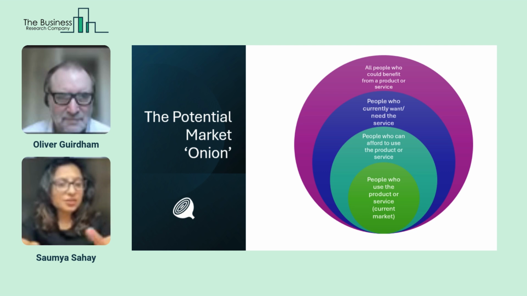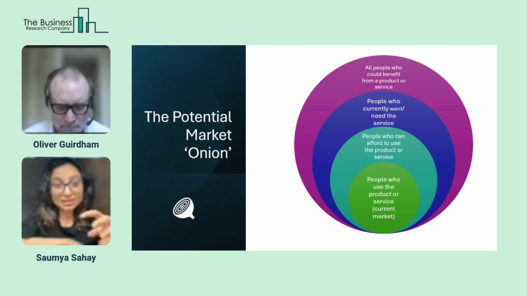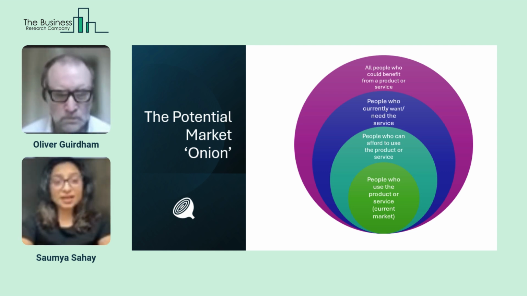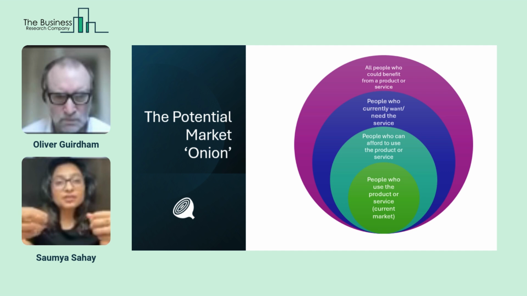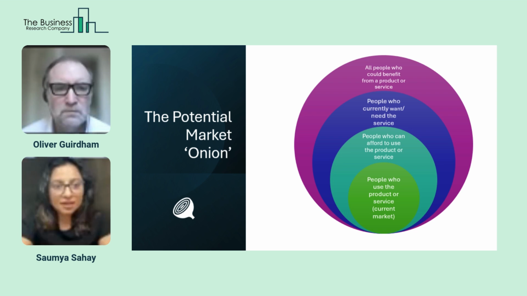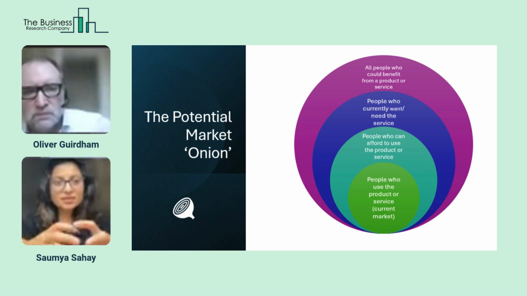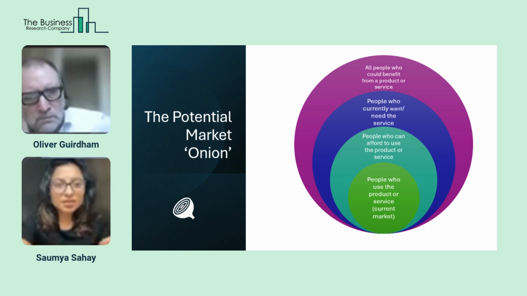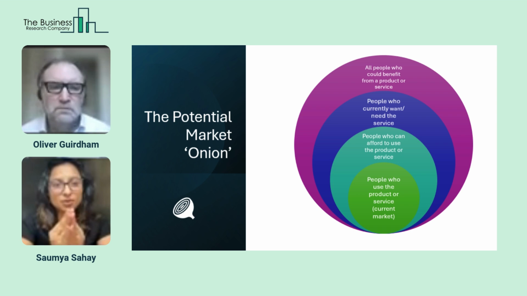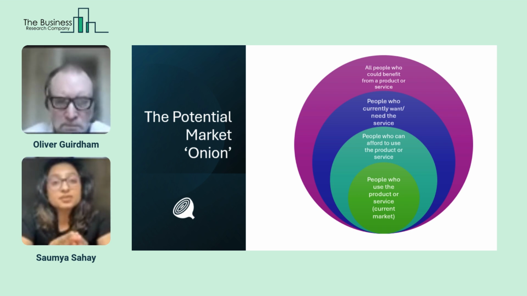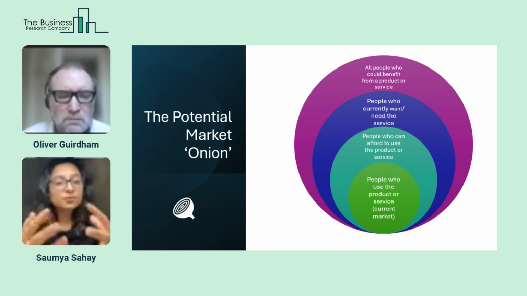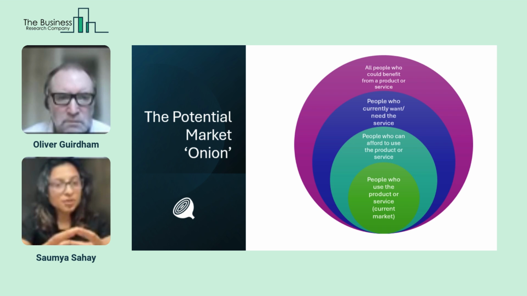So here I would like to conclude my part by saying that understanding TAM is like peeling an onion. All the people who could benefit from a product or service are the outer part of the onion. You see how onions are made of layers, and the deeper you dig, the nearer you are to the core, and the core is the product or the service that you're providing as your solution. The outer layer would be all of the people who can benefit from the product or the service, not your product or the service.